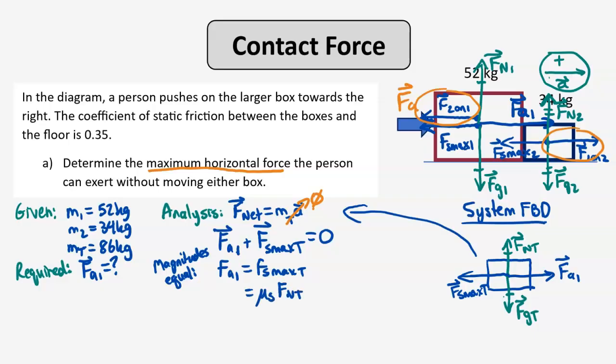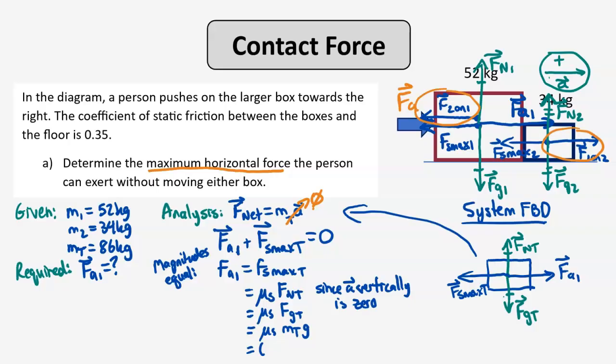So we're just going to look at the magnitudes for now. FA1 is equal to Fs max total, but Fs max total is also mu s times Fn, and that's the total normal force. But there's no acceleration vertically. And because there's no acceleration vertically, just like there's no acceleration horizontally, that means that the normal force is equal to the force of gravity. The magnitudes are equal. They're equal and opposite forces.